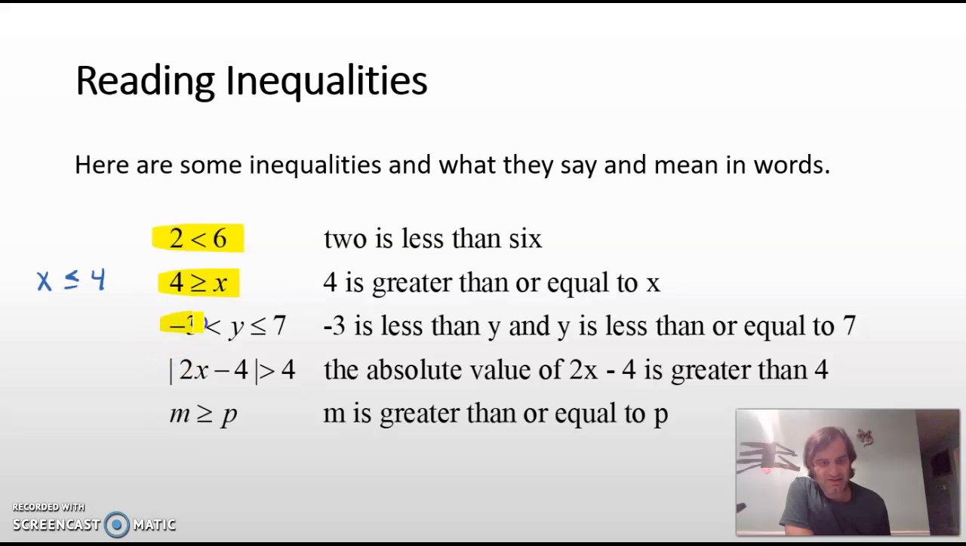Next, we have -3 is less than y, but it's a compound inequality, so y is also less than or equal to 7. This is where you might say y is between -3 and 7, or something along those lines. The next one looks more like an equation. It's the absolute value of 2x minus 4 is greater than 4. And then the last one, m is greater than or equal to p.